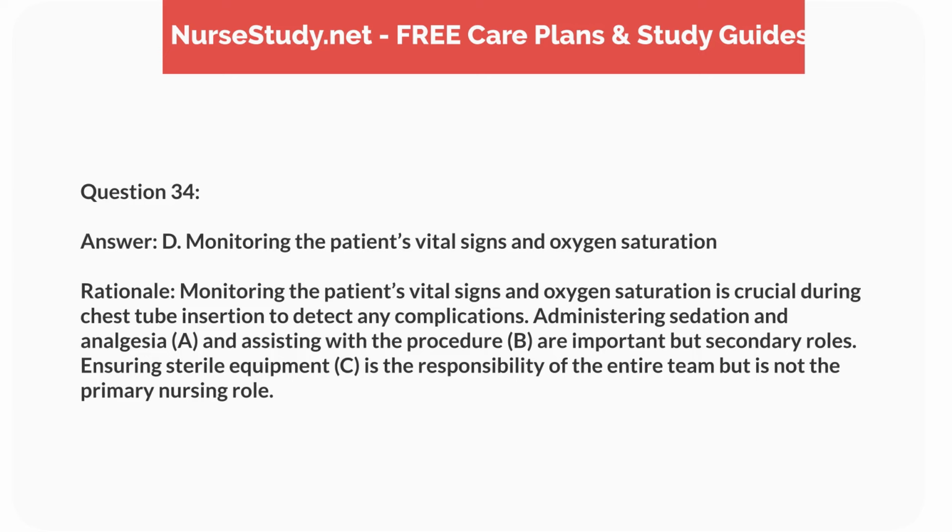Answer: D. Monitoring the patient's vital signs and oxygen saturation. Rationale: monitoring the patient's vital signs and oxygen saturation is crucial during chest tube insertion to detect any complications. Administering sedation and analgesia, A, and assisting with the procedure, B, are important but secondary roles. Ensuring sterile equipment, C, is the responsibility of the entire team but is not the primary nursing role.